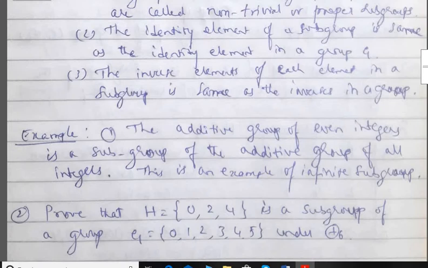The identity element of a subgroup is the same as the identity element of the group G. Whatever identity element exists in the group G should also exist in the subgroup. And the inverse of each element of a subgroup is the same as the inverse of that element in the group. The inverses we find in the subgroup H should be the same inverses as in G.